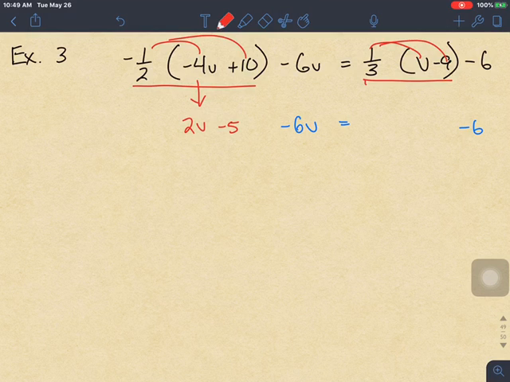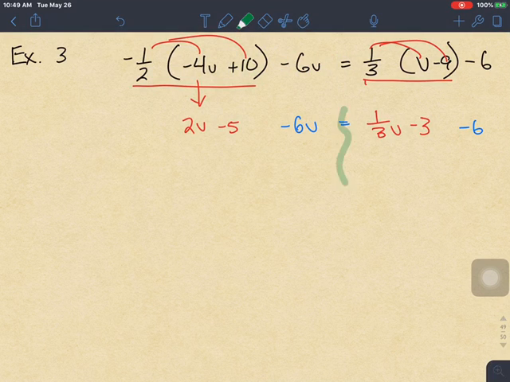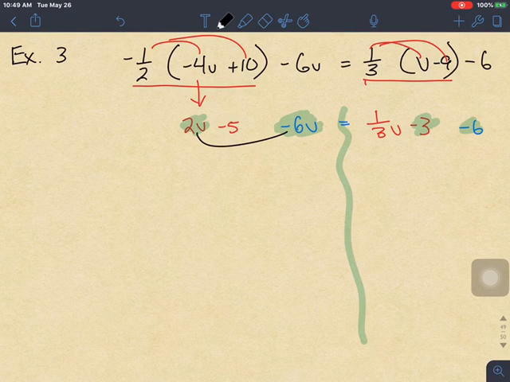And then we're going to do the 1/3. 1/3 times v is 1/3 v, and 1/3 times negative 9 is negative 3. Okay, now we run into having to combine like terms. I know there's a lot going on here. There's our equal sign. On the left-hand side, we have like terms, negative 6v and 2v, which we're going to add together. And on the right, we have negative 3 and negative 6, which can be added together. So, negative 6 plus 2 is negative 4v minus 5. And then we have 1/3 v minus 9.